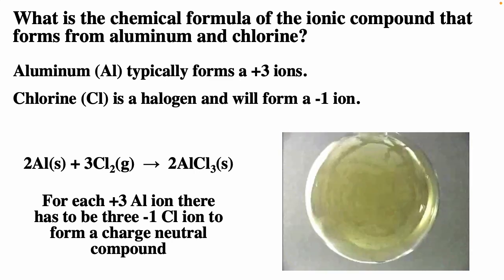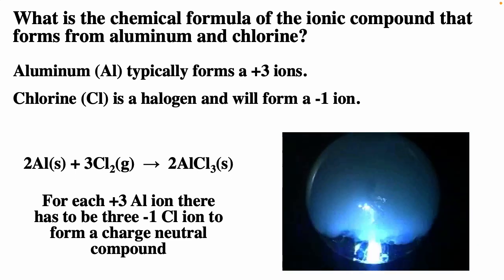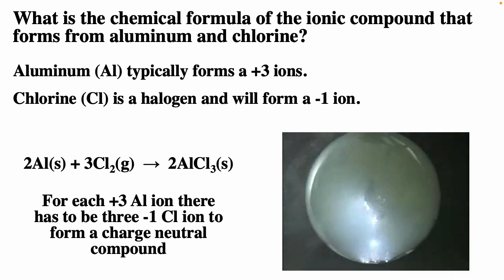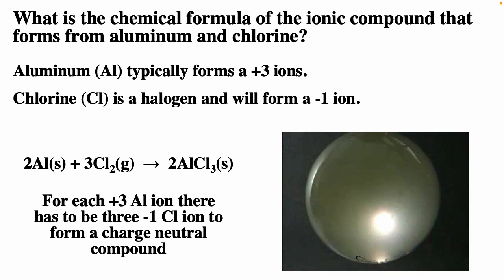Aluminum foil is heated and placed in a flask containing chlorine gas. The aluminum reacts vigorously with the chlorine to form a cloud of aluminum chloride.